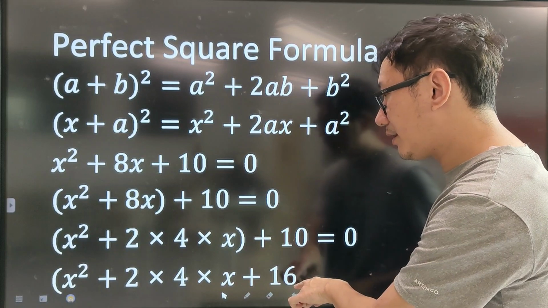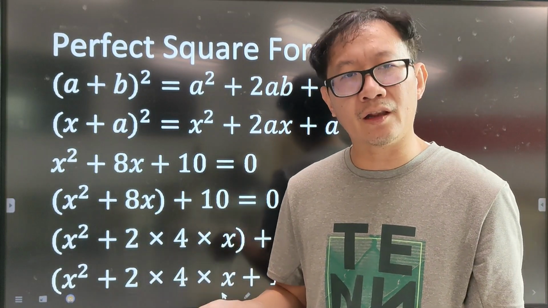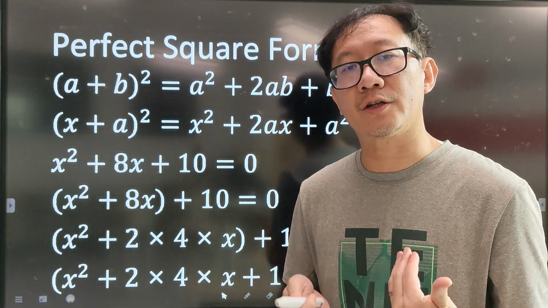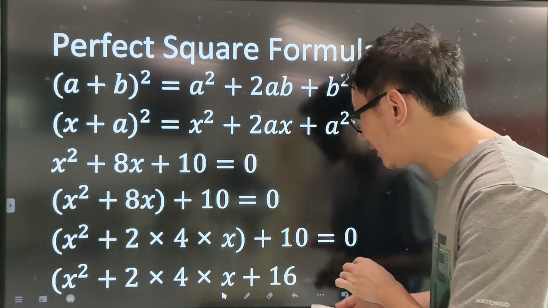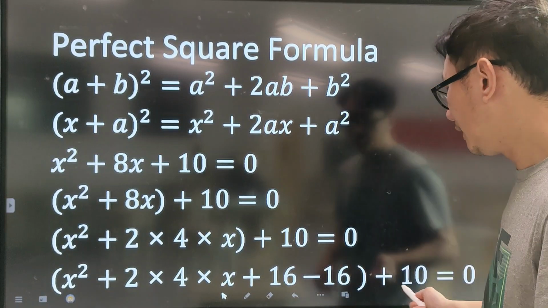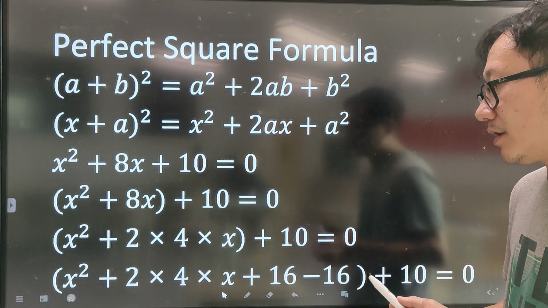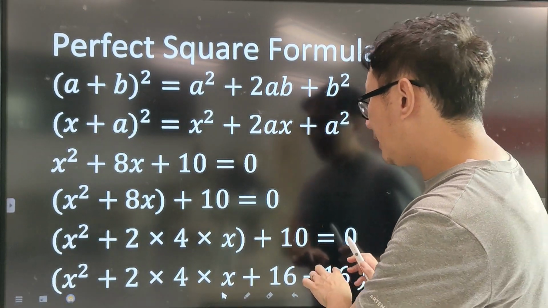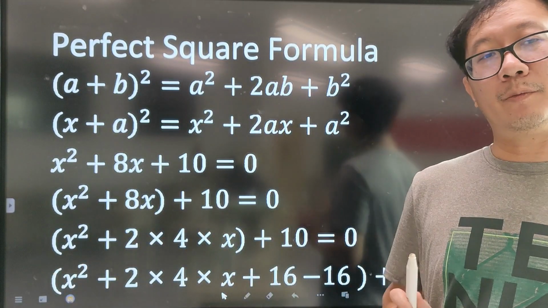I'll add a 16 here. Hey, but I can't just randomly add a 16. That would change the equation. So what should I do? I should subtract 16 to nullify that effect. Okay, and then next, we are going to take this negative 16 outside of brackets.